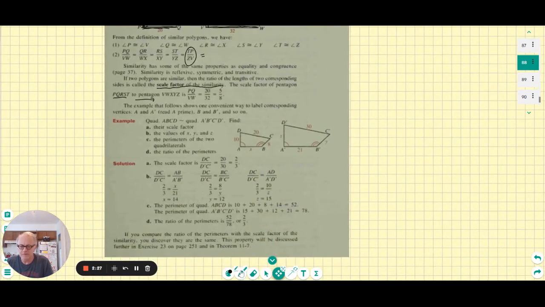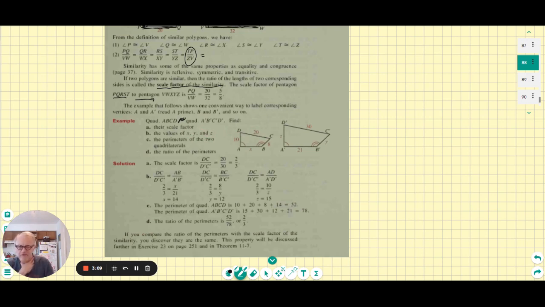So the next example. One way we can label when we're going from one polygon to the other, so that we don't mix up the lettering, is we call one of them A and the other A prime. That way you know exactly which angle you're referring to: A and A prime, B and B prime, C and C prime, etc. So for quadrilateral ABCD being similar, and that's what this little symbol right here means, similar to quadrilateral A prime B prime C prime D prime, we're going to find the scale factor.